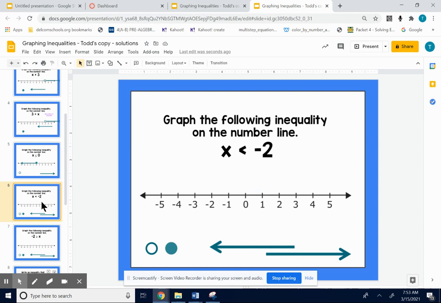Okay, number 6, x is less than negative 2. Less, left of negative 2. It says x is strictly less than, so it does not include it. So an open circle.